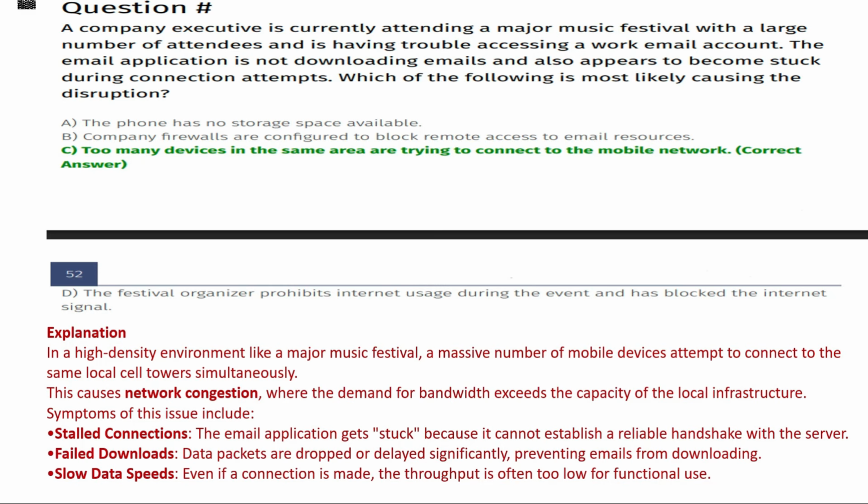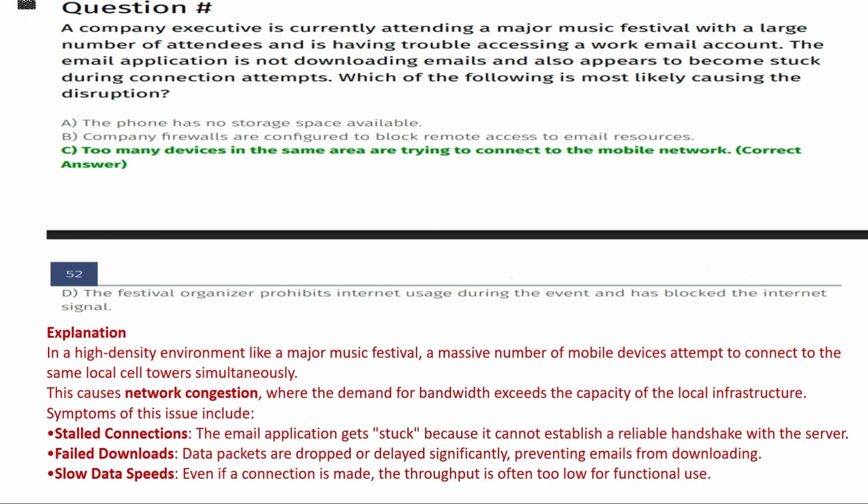Option A, the phone has no storage space available. Option B, company firewalls are configured to block remote access to email resources. Option C, too many devices in the same area are trying to connect to the mobile network. And option D, the festival organizer prohibits internet use during the event and has blocked the internet signal. And the correct answer for this question is option C, too many devices in the same area are trying to connect to the mobile network.